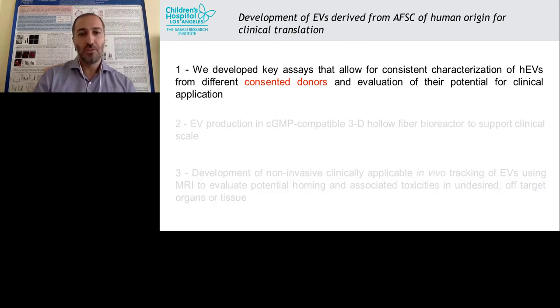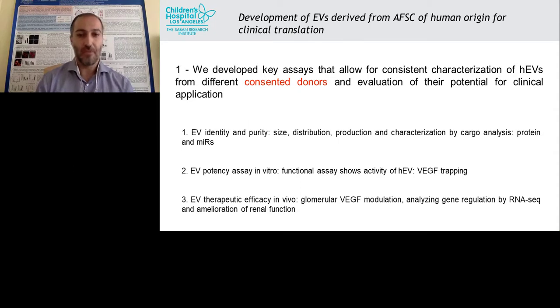So looking into the key assays, there are three of them. The first one is looking at their identity and purity, size distribution, production and characterization by their cargo, looking at the protein and microRNA. The second assay is the potency assay in vitro, where we look at the functionality of the EVs, specifically the capability of the EVs to trap VEGF, as I showed earlier. And then lastly, we look at their therapeutic efficacy in vivo, where we isolate glomeruli in injected mice and look at VEGF modulation, analyze gene regulation by RNAseq, and of course, functional changes.